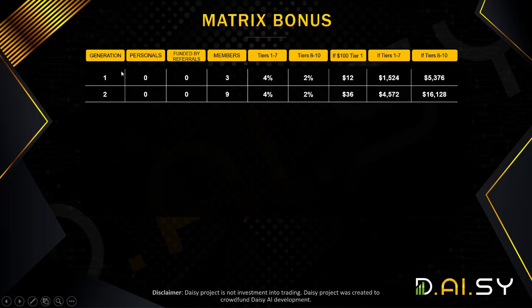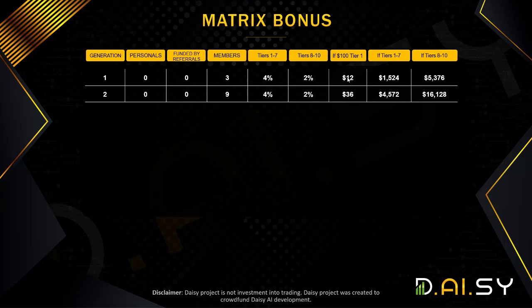Right, so it comes out that if you have all 3 people in your first generation in the $100 matrix, you'll get $12. And if all 9 places in the second level of the $100 matrix are filled up, then you get an additional $36. So it comes to a total of $48. And for the first 7 matrices, or the first 7 tiers, it will come out that for the first 2 generations that get filled up, you will get 48% of what you paid for that matrix.